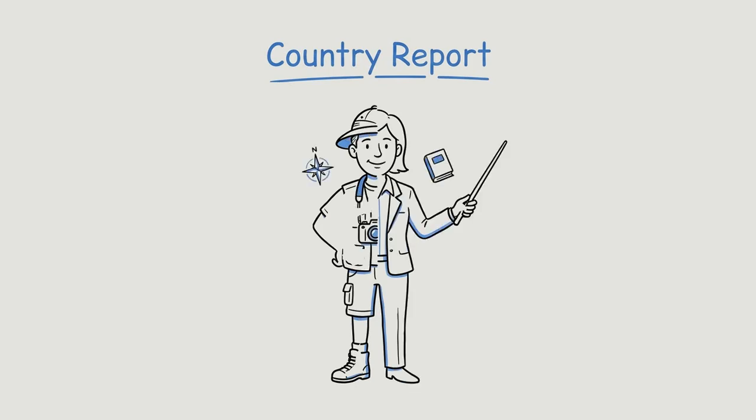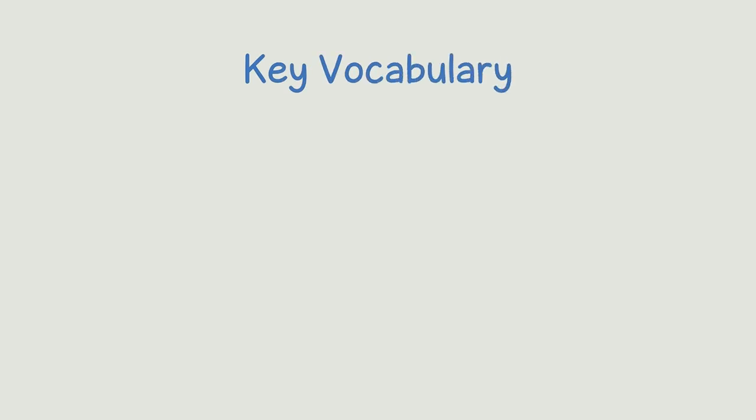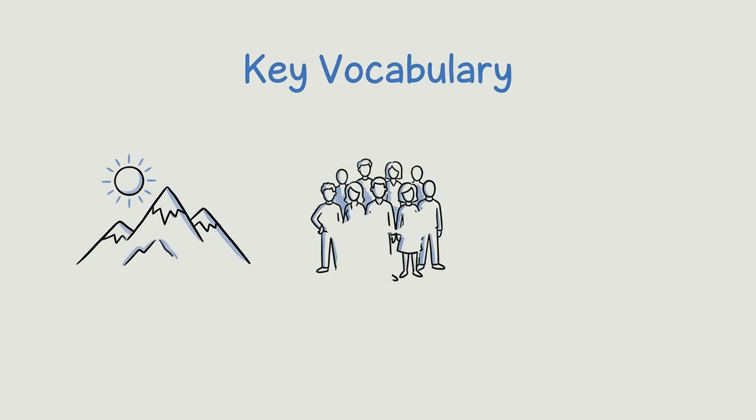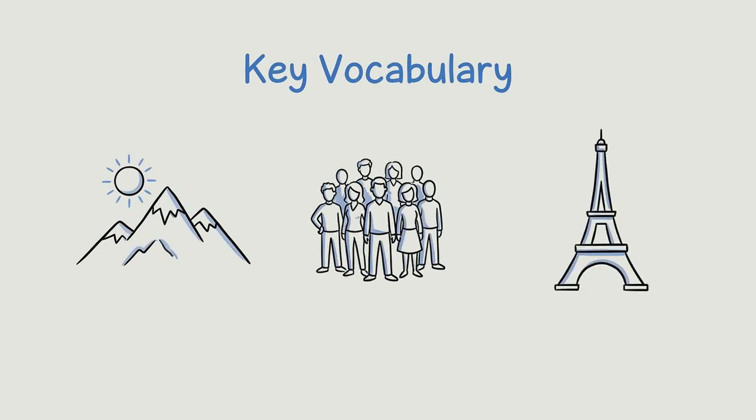A country report is a research project that teaches readers about a nation's geography, people, government, and culture. Think of yourself as a travel writer and teacher at the same time. Start by learning key vocabulary. Geography means land and climate. Population means how many people live there. A landmark is a famous place.